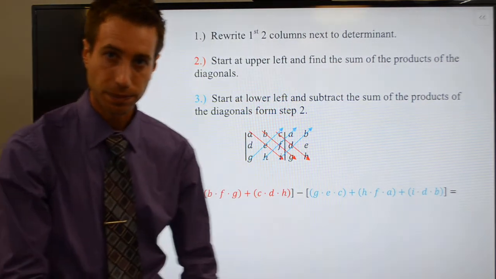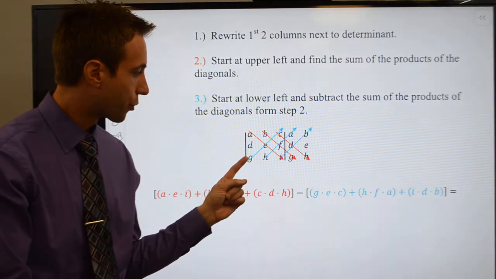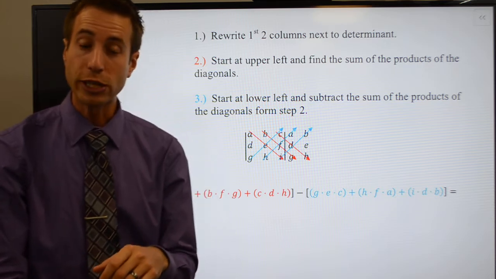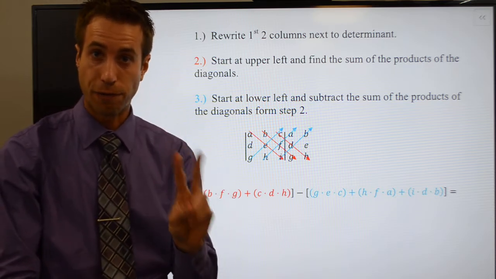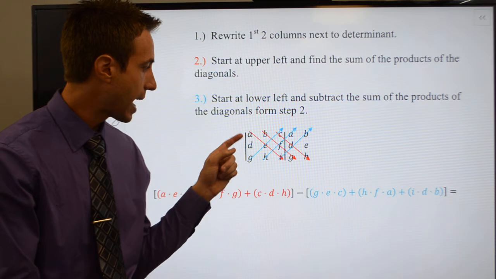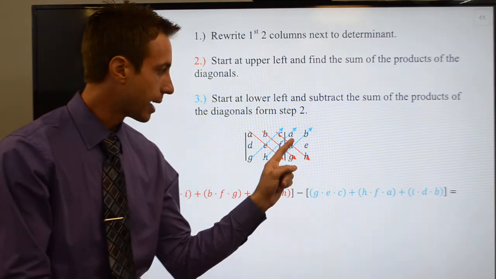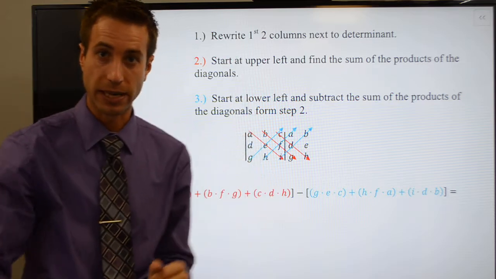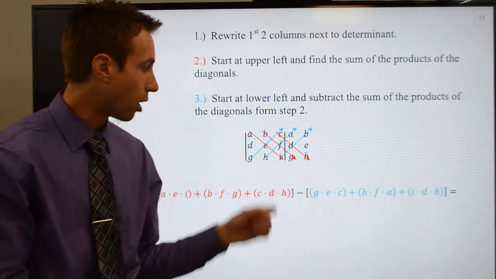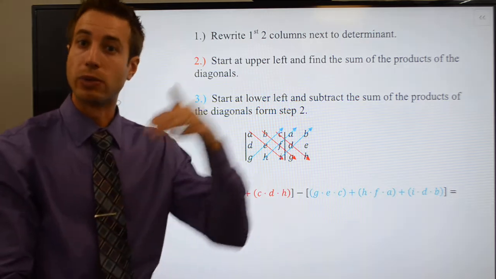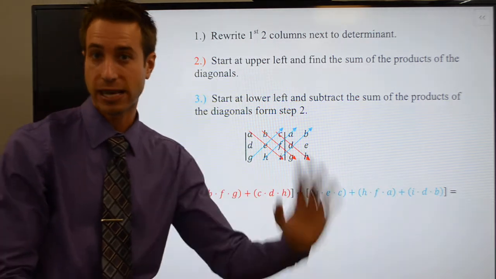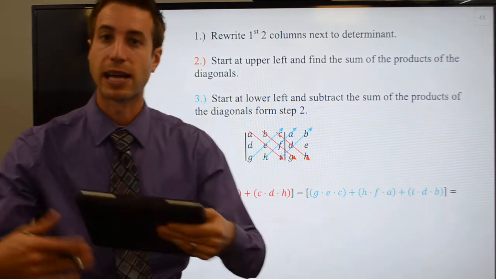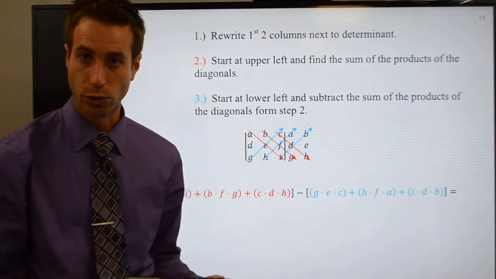What you're going to do is take your 3 by 3 square matrix. You're going to rewrite the first 2 columns. So A, D, G, rewrite it outside of the determinant symbol. Then my second column, B, E, H, rewrite it outside the determinant symbol next to the first column. So B, E, and H. That's the first step. Rewrite the first 2 columns.